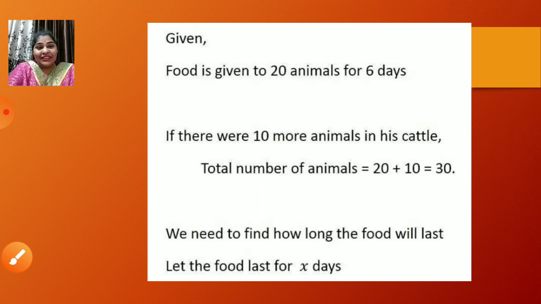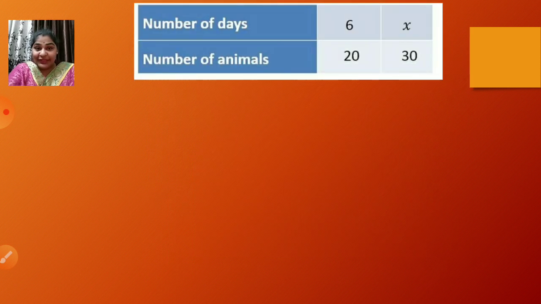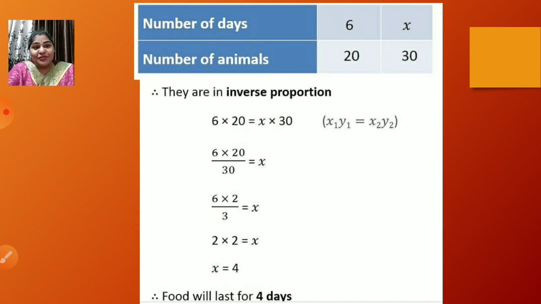So here given food is for 20 animals for 6 days. 10 more means it will be now 30 animals. So when the number of animals is increasing, the number of days the farmer can feed will be less, children. That means they are in inverse proportion. So here will be the table: number of days, number of animals, 6, 20, x and 30. So here it is inverse proportion.